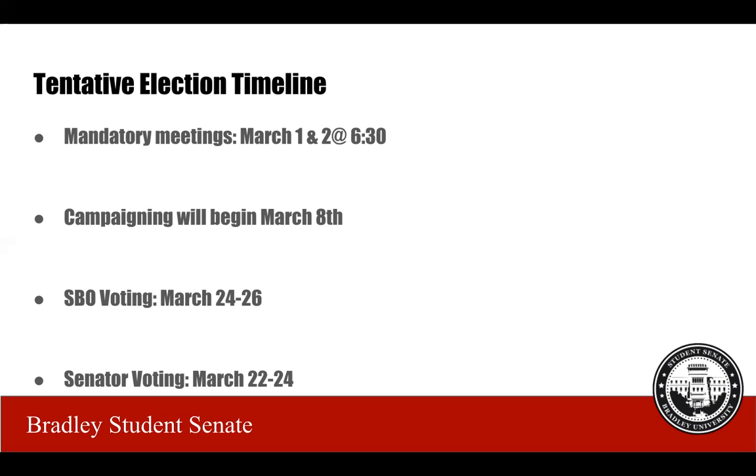SBO voting will be held on March 24th through 26th. For all voting, you can vote for 24 hours. So it's not just one day where you can vote. We will open it for 24 hours until the voting closes and then we announce who won. So for SBO, it is March 24th through 26th, and senator voting will be March 22nd through 24th.